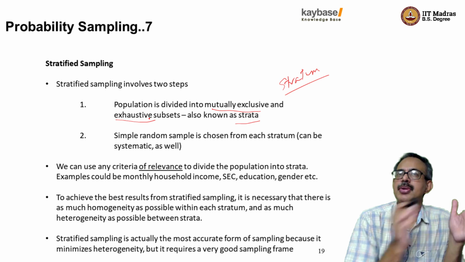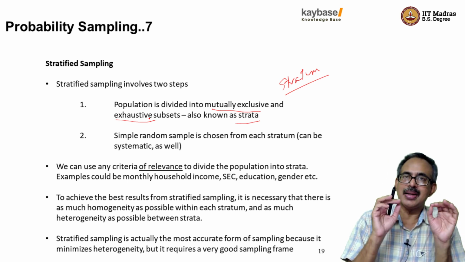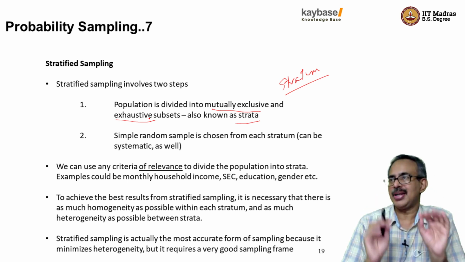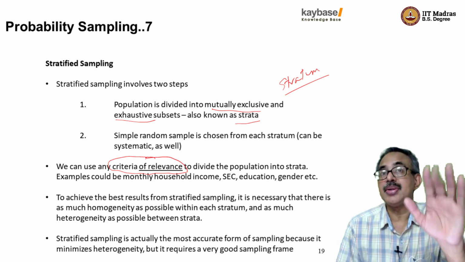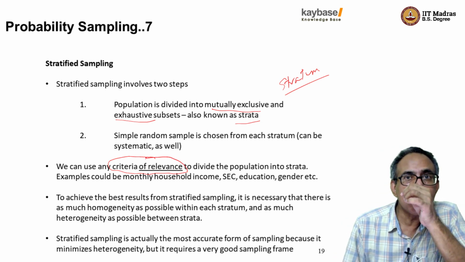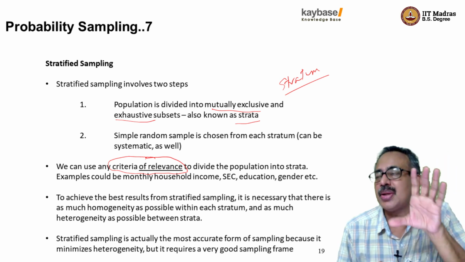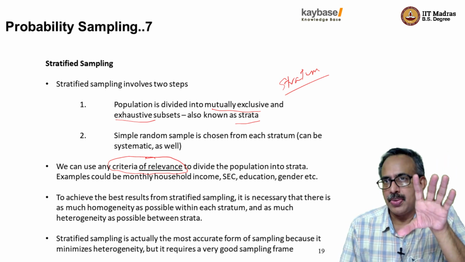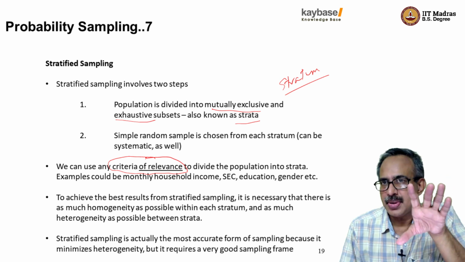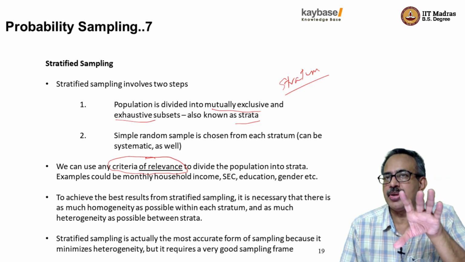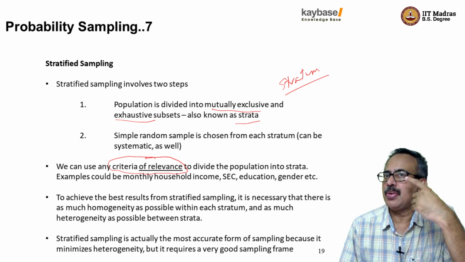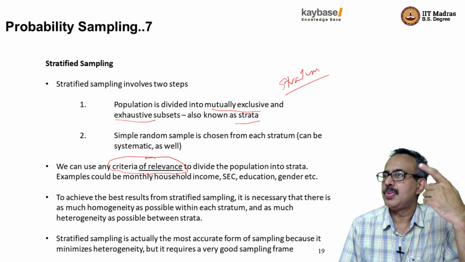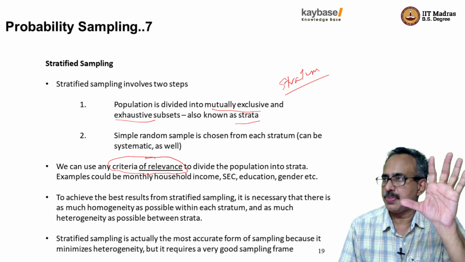Now, how do you divide them into strata? You use any criteria of relevance, and this is one of the most important concepts in sampling. This is not statistics, this is common sense, right? And it is extremely important to understand this. Okay? Now, if the study's objective is to find out what percentage of Indians have black eyes versus brown eyes versus green eyes versus blue eyes. Let us say that is the study objective.